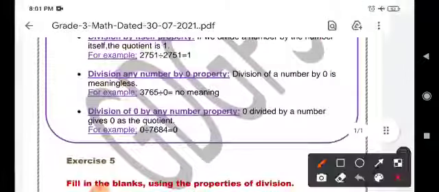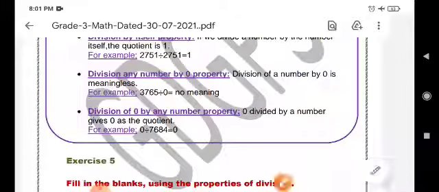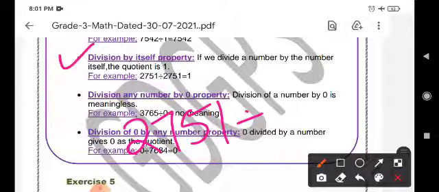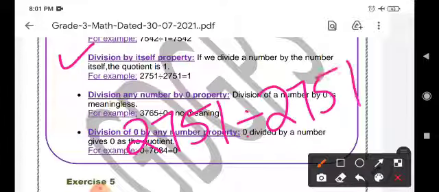Now, division by itself property means when you divide a number, for example 2751, by the number itself, meaning the divisor and dividend are the same number, then dear students, you will remember the quotient is 1. So what is division by itself property? If we divide a number by the number itself, the quotient is 1.